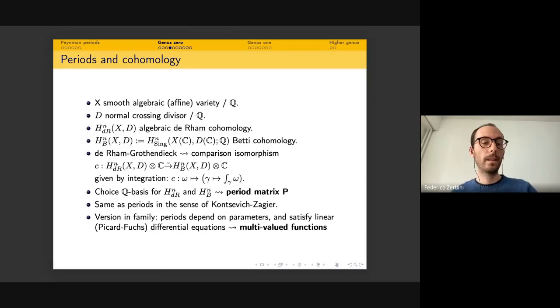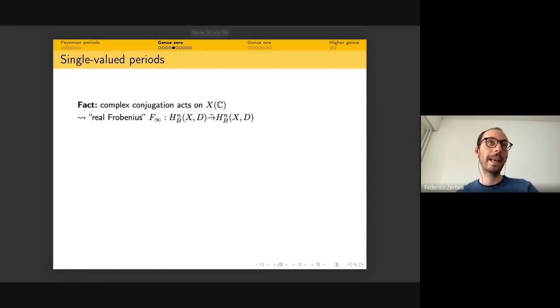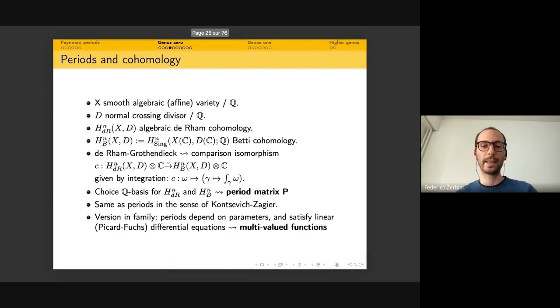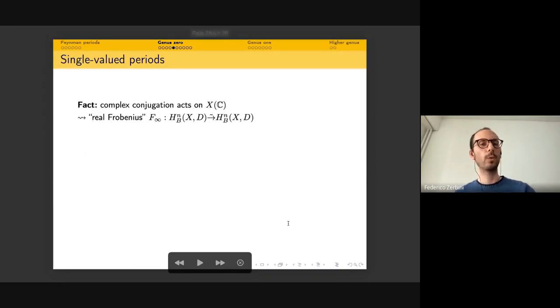And well, okay, this you should keep in mind, because now we are going to talk about single-valued periods, and this has to do with the fact that you would like to correct this multi-valued in some sense. So what are single-valued periods?